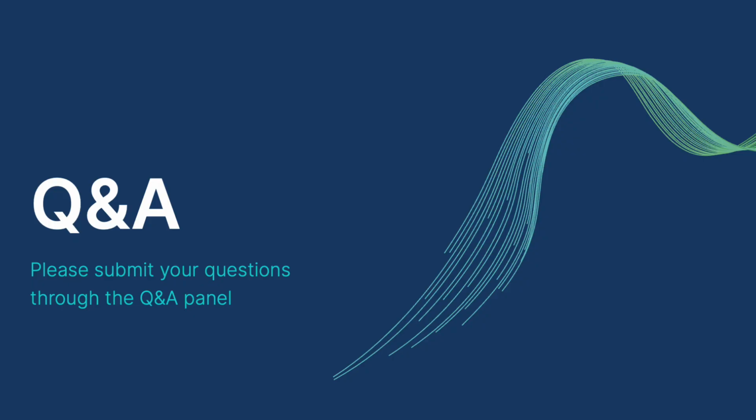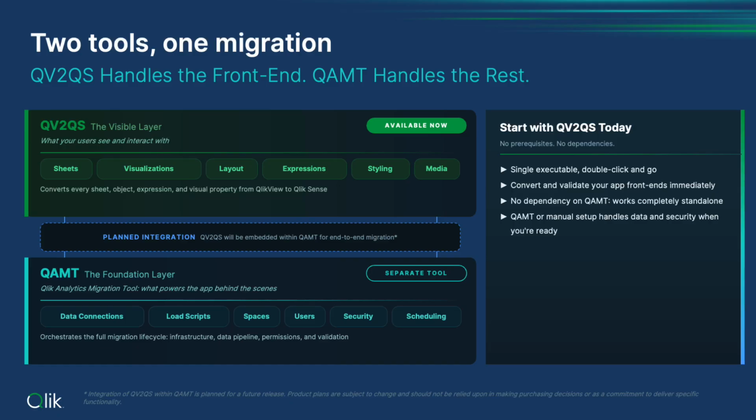How does this work in conjunction with the Qlik Analytics migration tool? Yeah, that's a great question, Troy. So the QlikView to QlikSense tool is a single executable, essentially just double click and go, and it can convert your QlikView applications that you point it to into QlikSense and then actually publish them to Qlik Cloud. What it's not aimed to do is to work on the broader cloud migration.